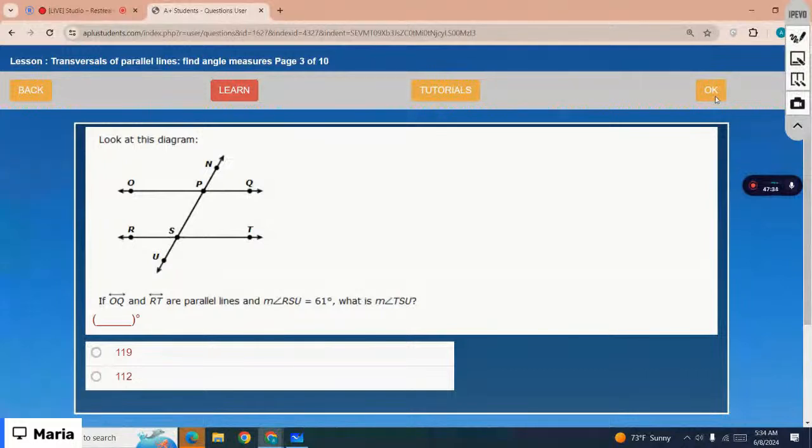Look at this diagram. If OP and OQ and RT are parallel lines, and the measurement of angle RSU is 61 degrees, what is the measurement of angle TSU? So which is the correct option? The correct option is 119 degrees. That's the one we did in the tutorial.